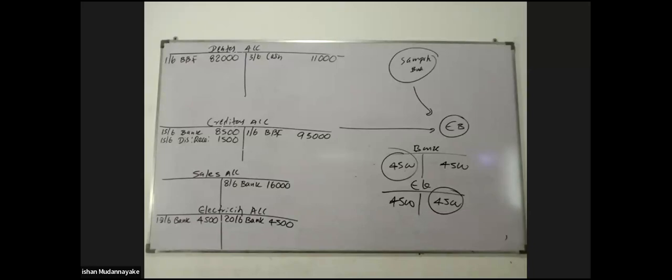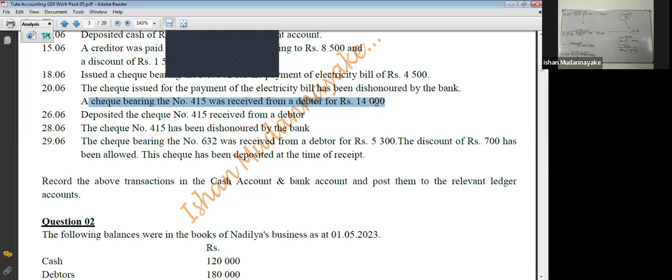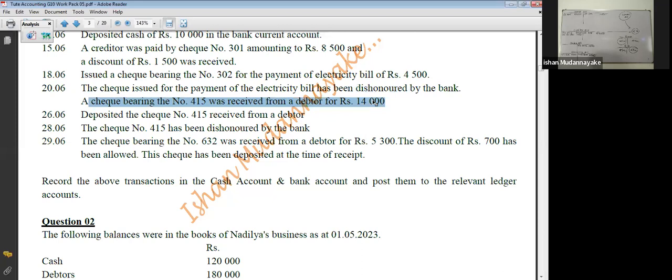Look at the next transaction. A check bearing number 415 was received from a debtor for 14,000. One of the debtors paid us a 14,000 check. So at the end, the electricity expense account balance is 0. Yes, 0. Right. But later they issue another check.